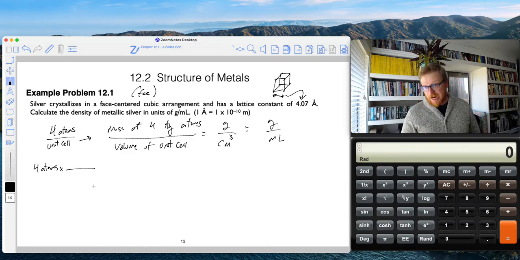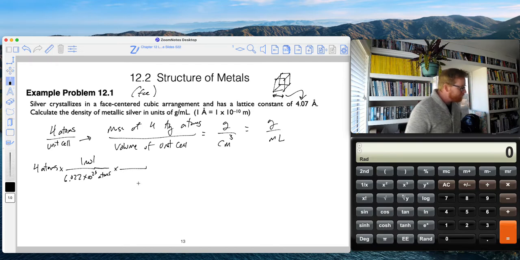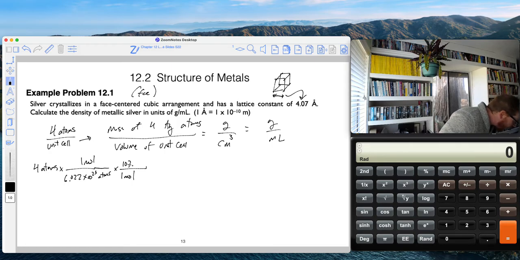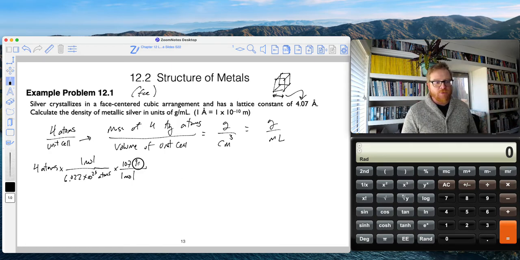First I want to use Avogadro's number. So 4 atoms, and at the bottom I'm going to put 6.022 times 10 to the 23 atoms in 1 mole. We also need to know the mass of silver, and I don't have my periodic table in front of me, but I've got that written down. 1 mole of silver atoms is 107.9 grams.